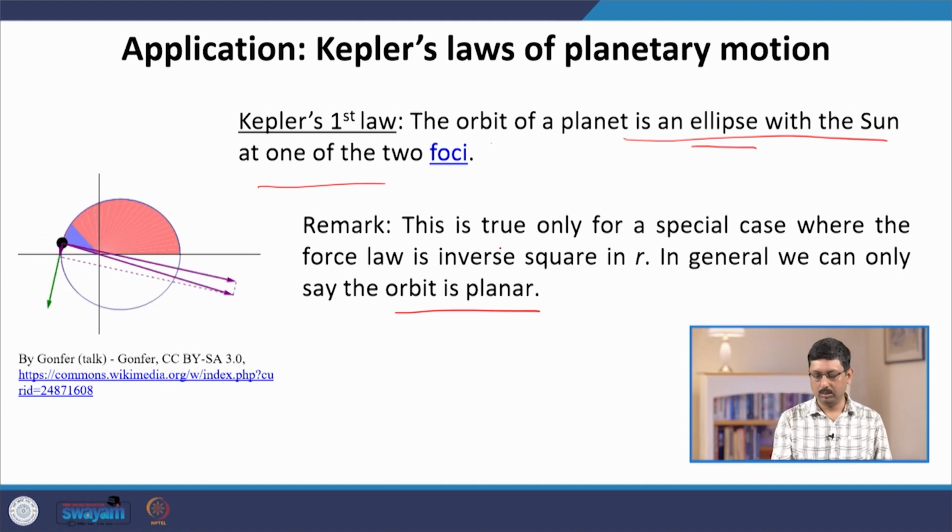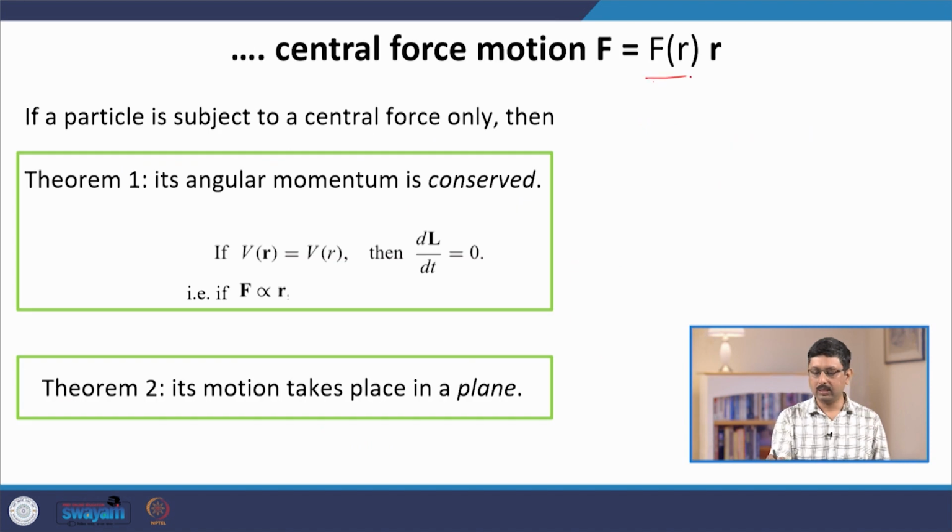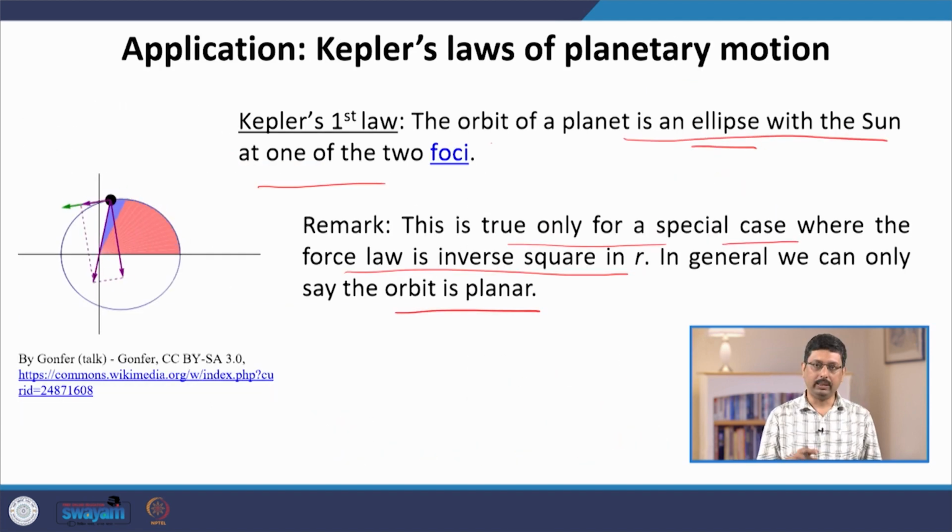So, this is true only for a special case where the force law is inverse square in r. Note that here we just mentioned that this is some function of r. We just assume that the force between Sun and Earth is directed along the line joining Sun and Earth, but we do not know the magnitude. Once we know the magnitude, using Newton's law of universal gravitation, Newton was able to prove that the planar motion is in fact an ellipse.